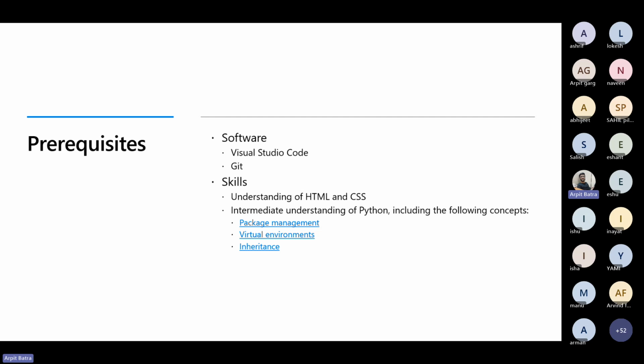The first one is understanding of HTML and CSS, and the next one is intermediate understanding of Python, including the following three concepts. Their names are: the first one is package management, second one is virtual environment, third one is inheritance.